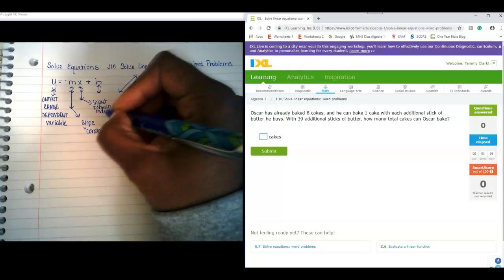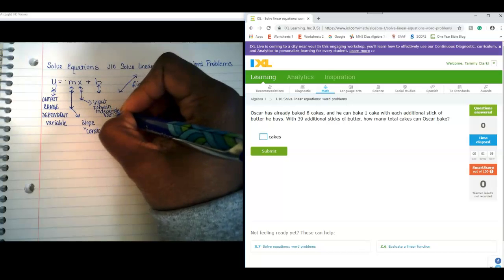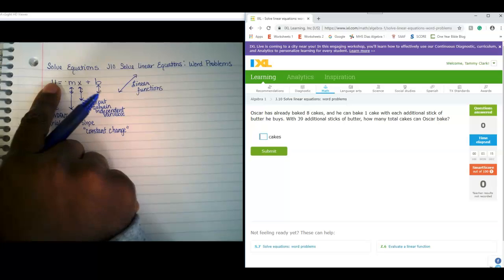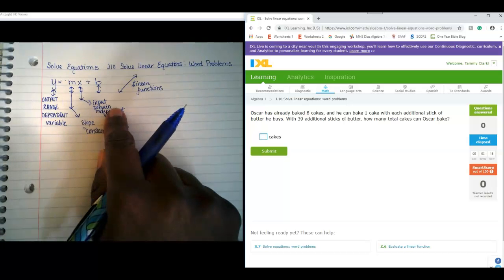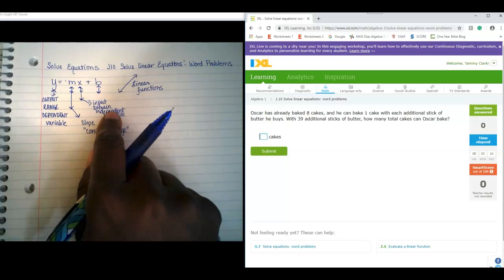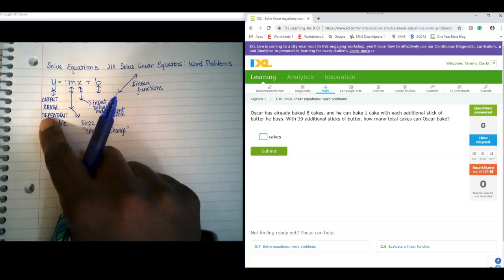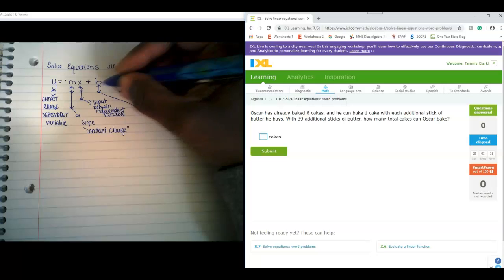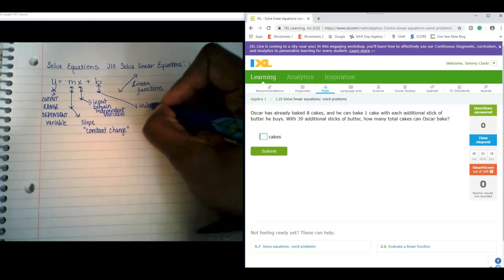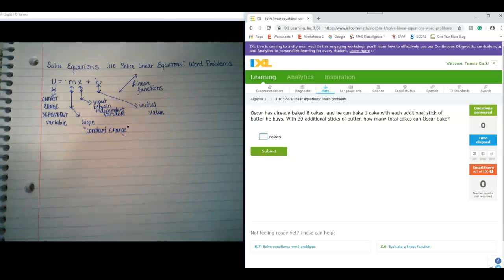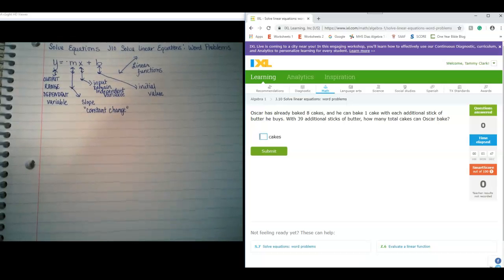In other words, it is the input, the item that goes into the function that makes the output change. That's why it is considered independent. If you do something to the range, it doesn't affect the domain or the input, but if you do something to the input, it definitely affects the output. And then you've got the b, which is the initial value. So we're going to use this information to go ahead and look at these word problems.